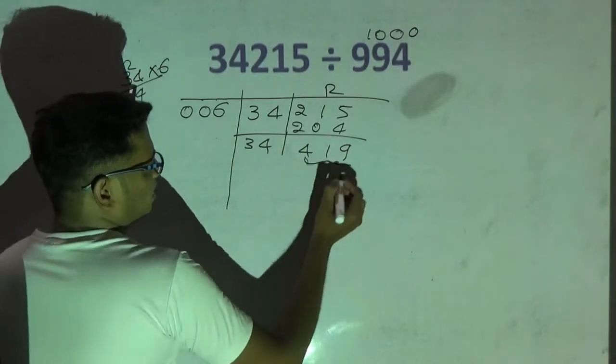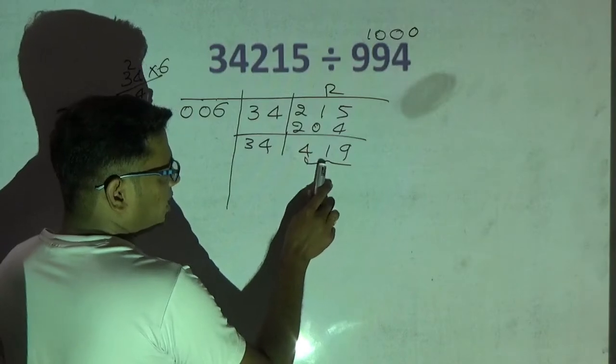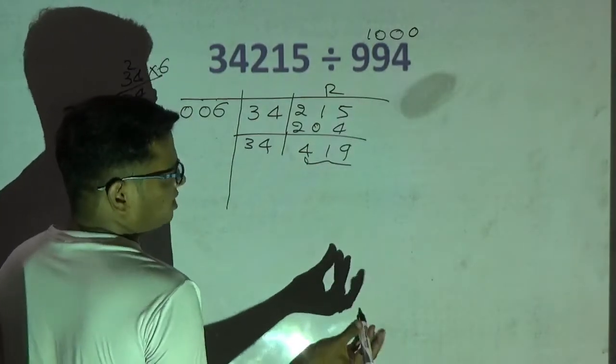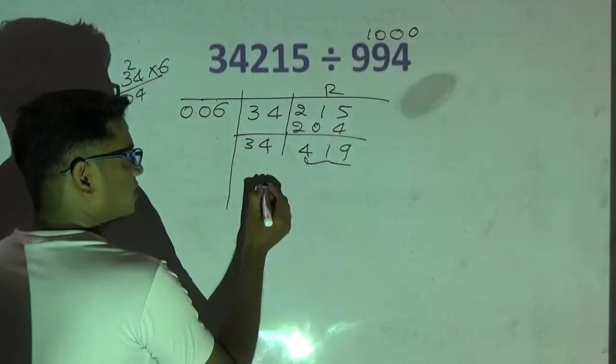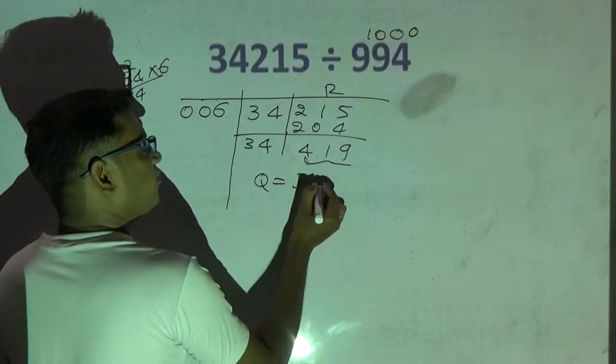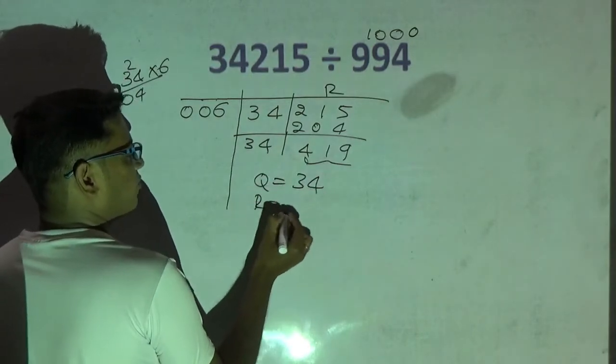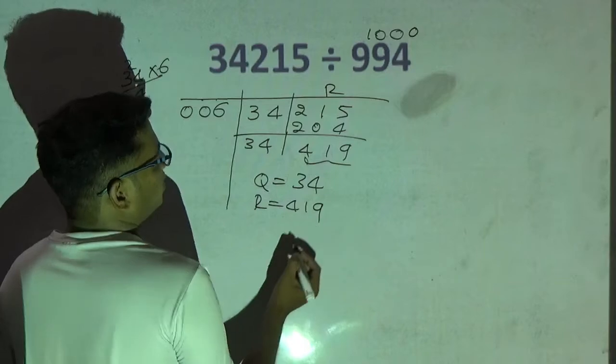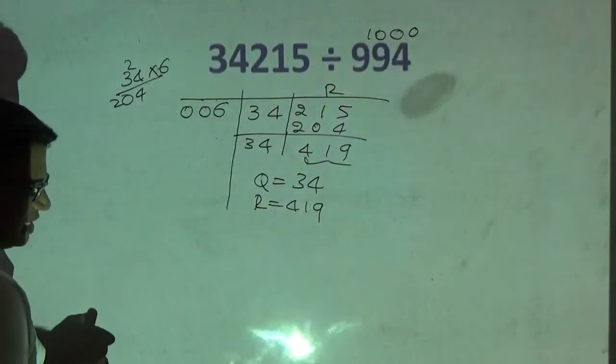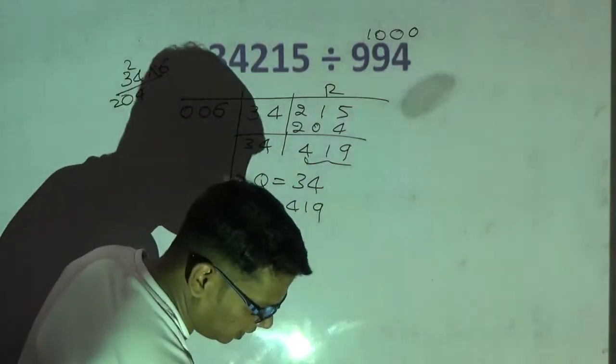Now, this is the remainder. Can we divide 419 by 994? No, not at all possible. This is less compared to this. Therefore, that's my answer. Quotient is 34. Remainder is 419. Hope you have understood this example. See how quickly and accurately I am doing.